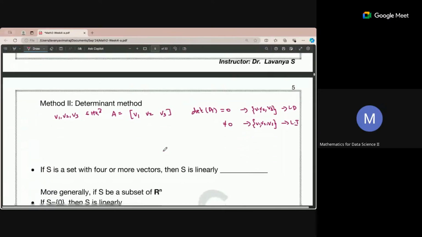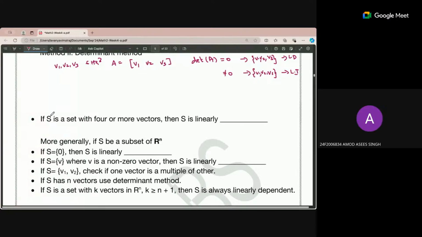All right. So now we are again in R3, remember. In R3, if a set has 4 or more vectors, then S is dependent. We are going quite slow, but it's okay, as long as you all understand the concept, it's fine.